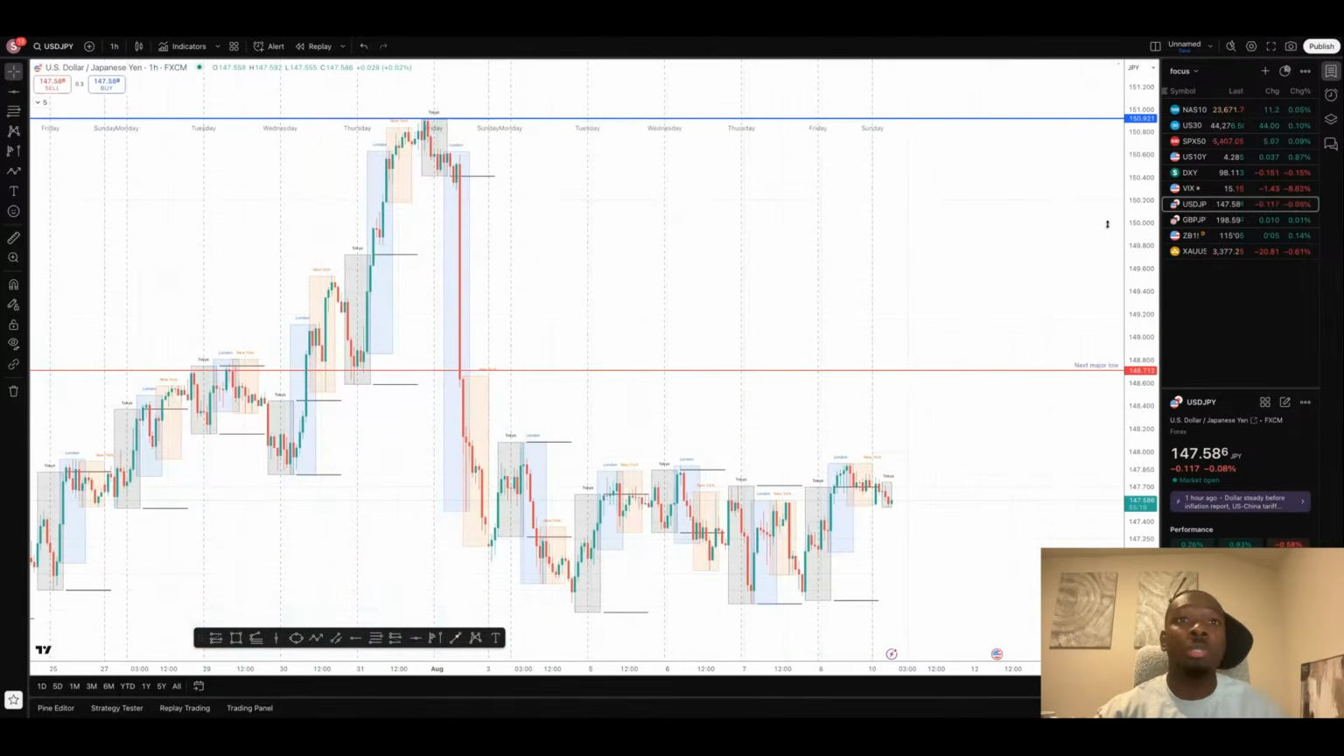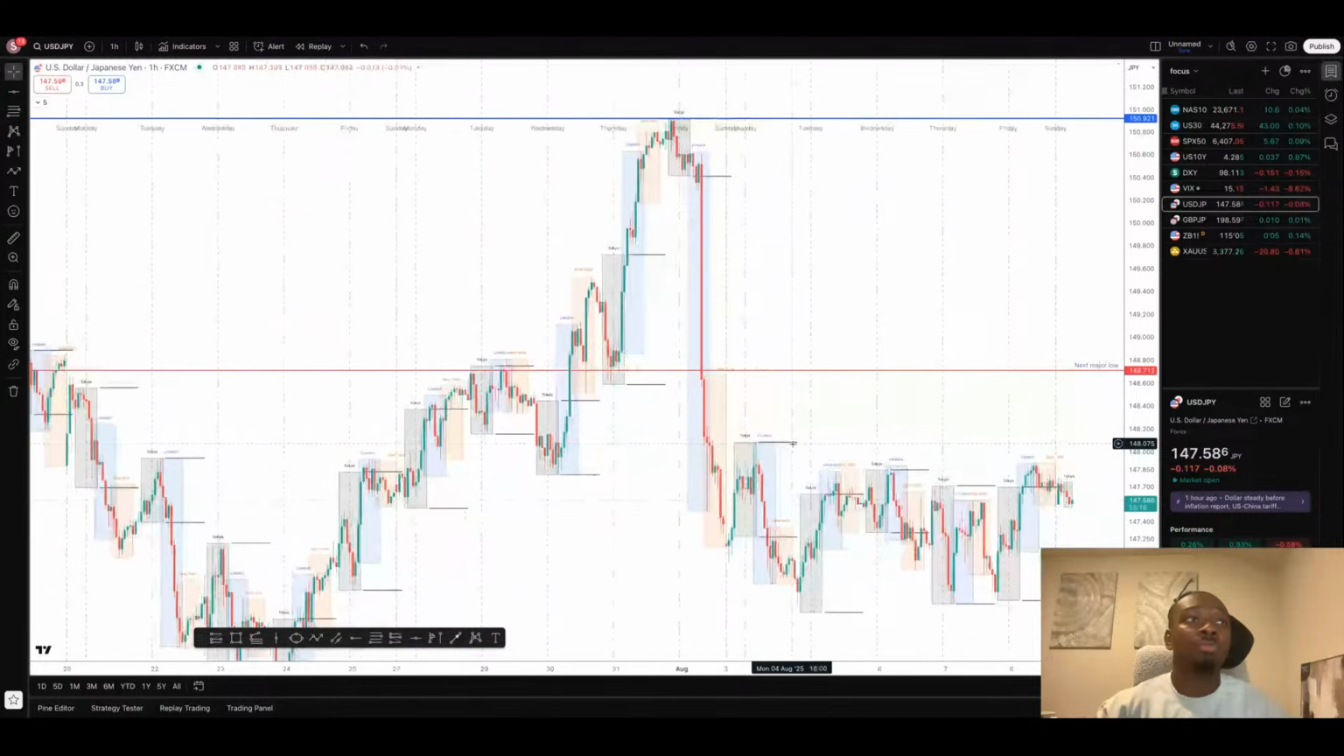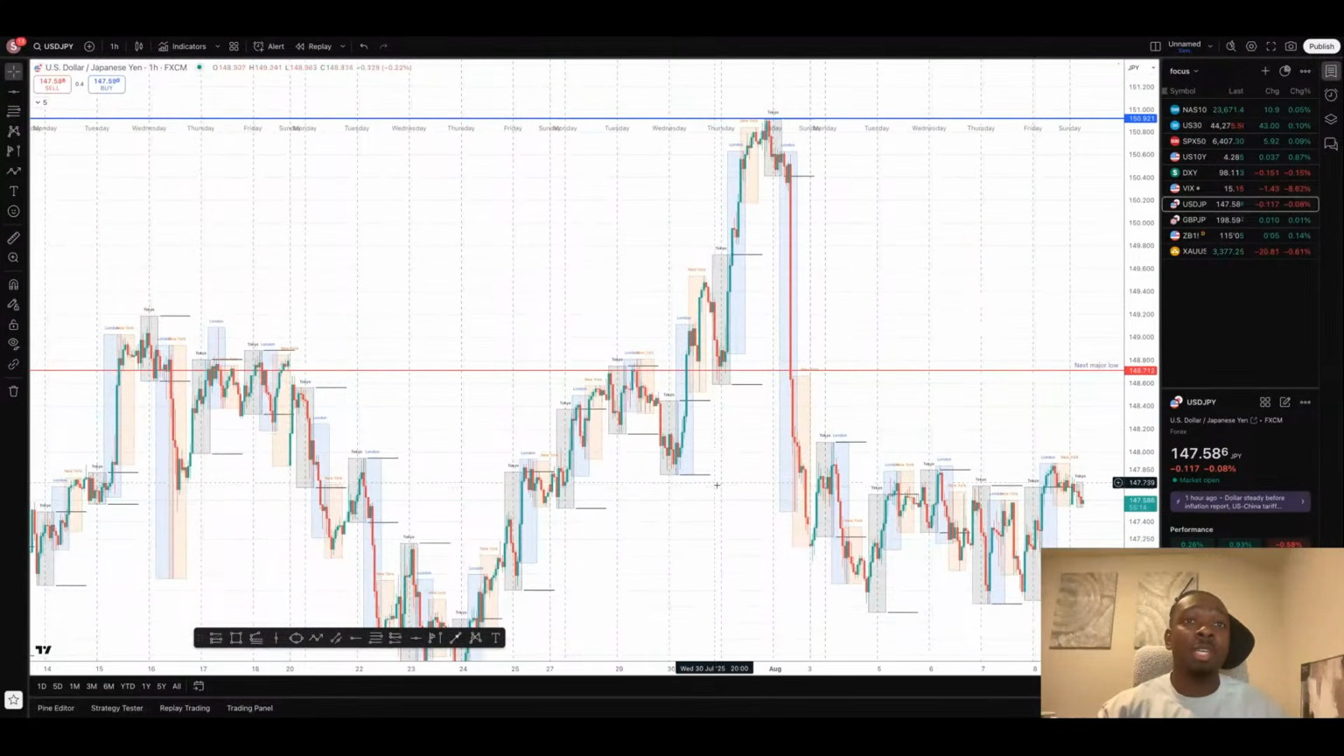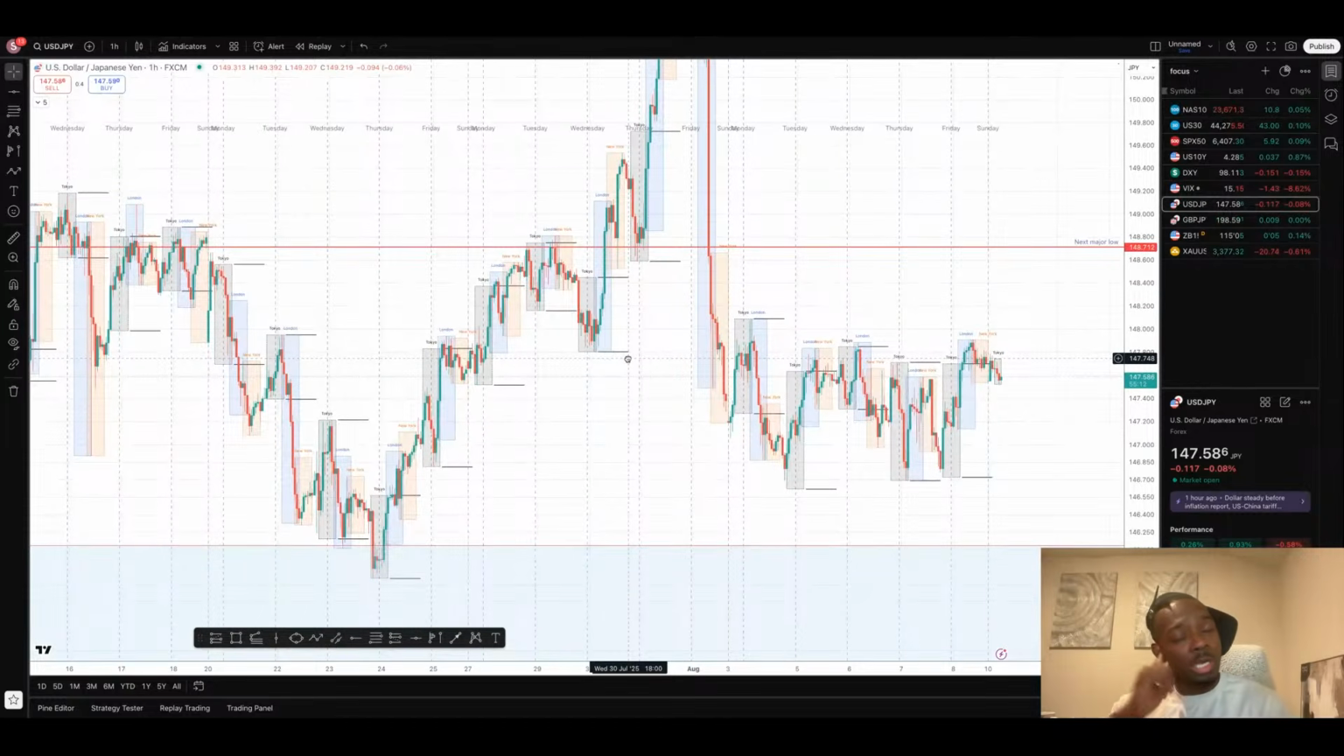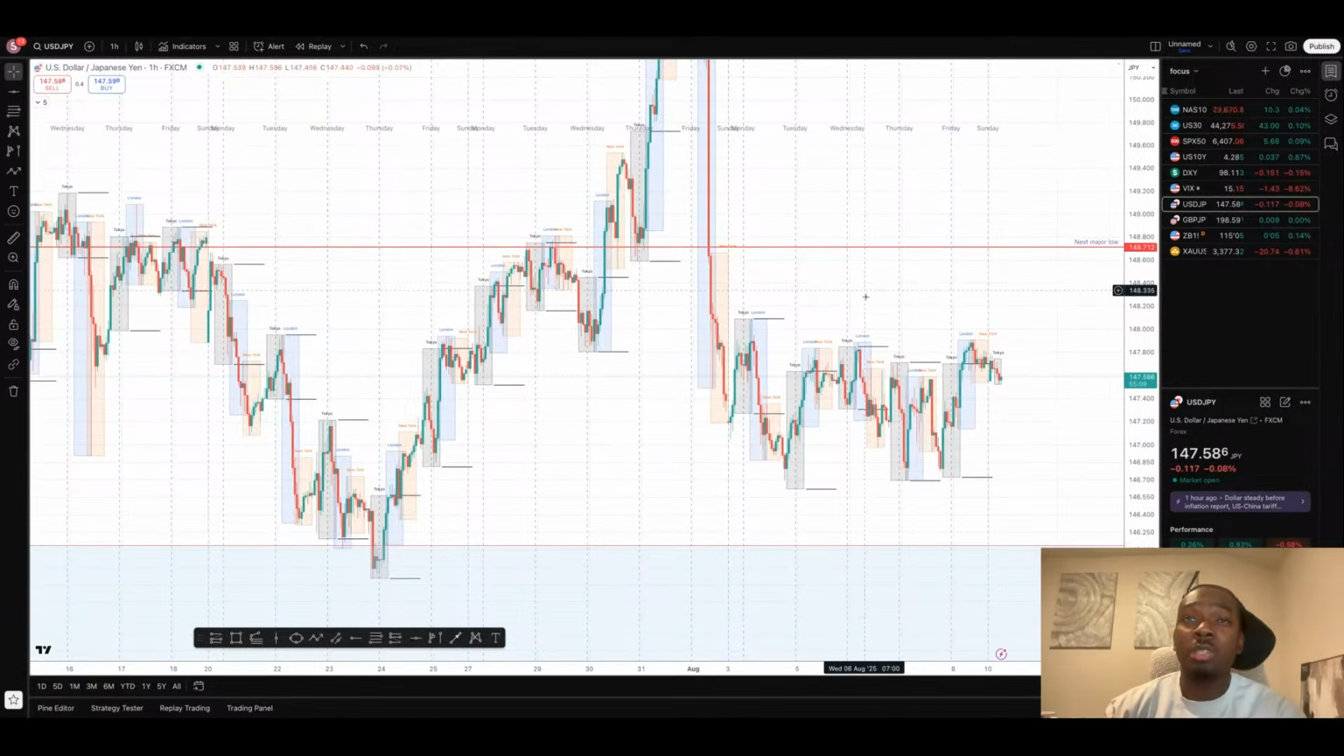Let's look at some other pairs and stuff. It's the same thing with everything, to be honest. But I trade NAS, US30, SPX, and gold more than anything. But I definitely still look at USD JPY. Everything I look at has some type of relationship, whether it's an inverse relationship or just a regular relationship. Everything I trade together has a relationship.